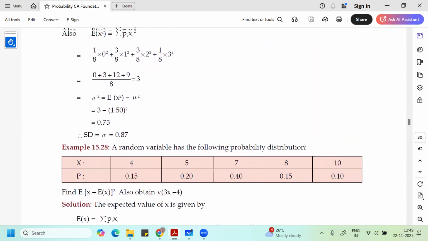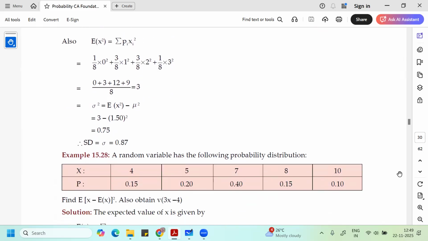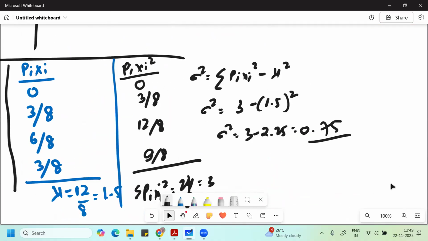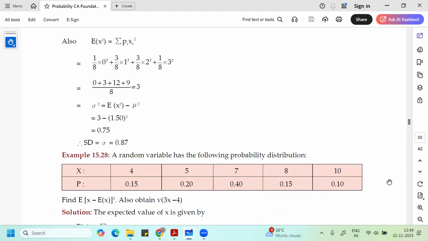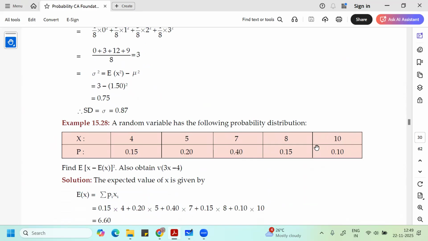Okay, so here you got the mean as 1.5. And then if you find the standard deviation, the variance is 0.75, so the standard deviation would be the square root of 0.75. Find that value, that will give you the standard deviation. That is 0.87.